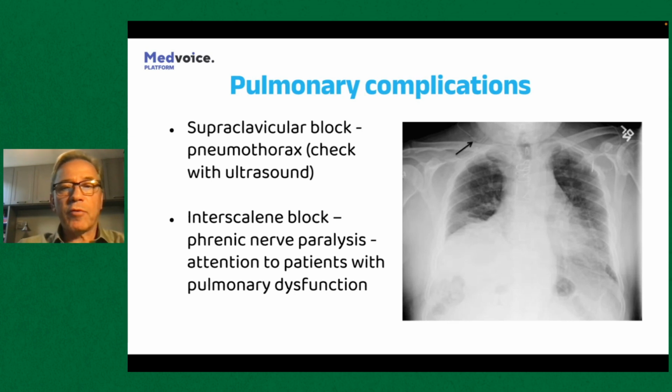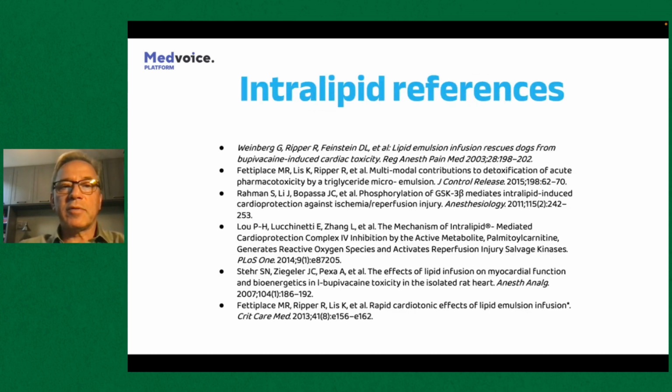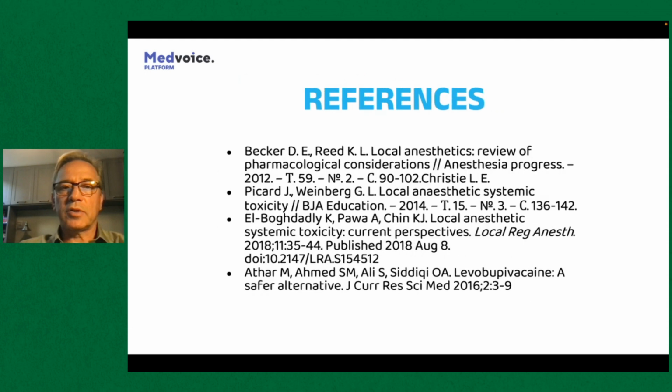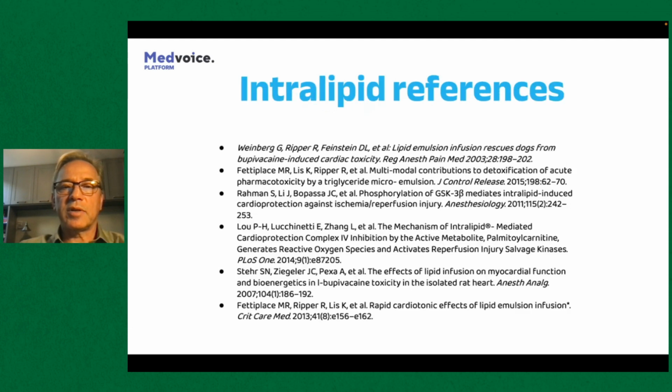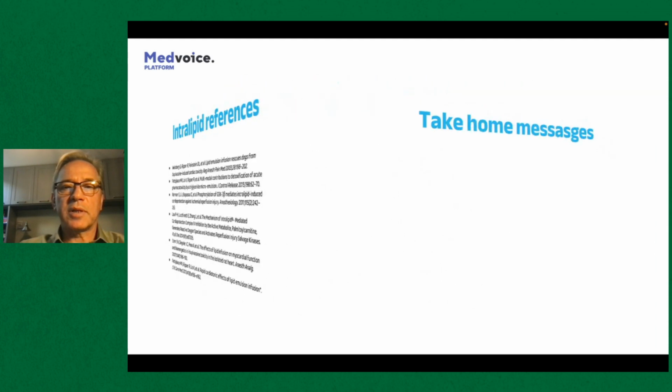And for interscalene block, it's phrenic nerve paralysis. So do not ever do that block on both sides. So this is the picture of a phrenic nerve paralysis. The diaphragm there on the right side is a lot higher. So if you've done it bilaterally, then obviously you will compromise the breathing of that patient. And here are some references for you for the talk that I've given, and the intralipid references in particular.